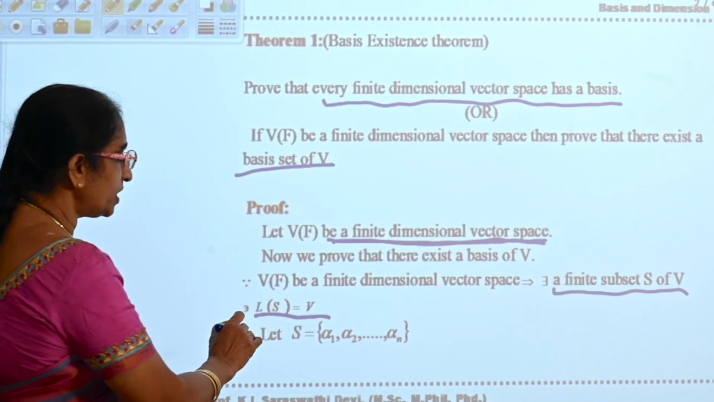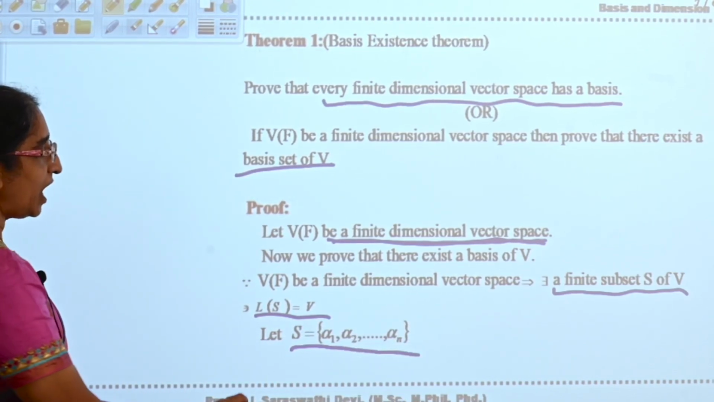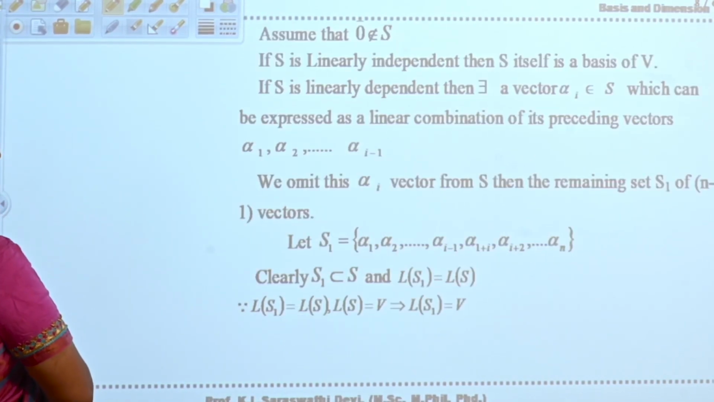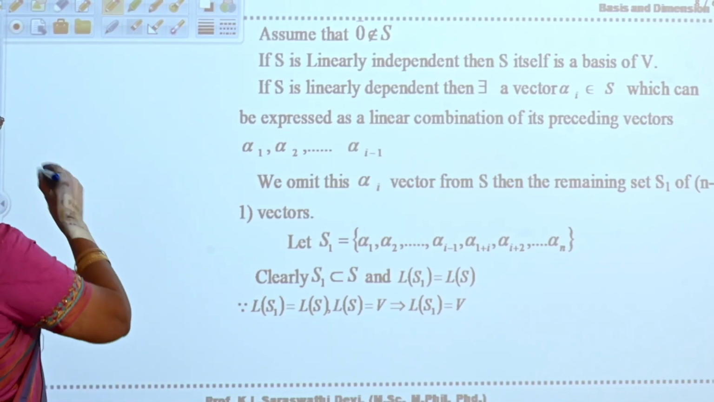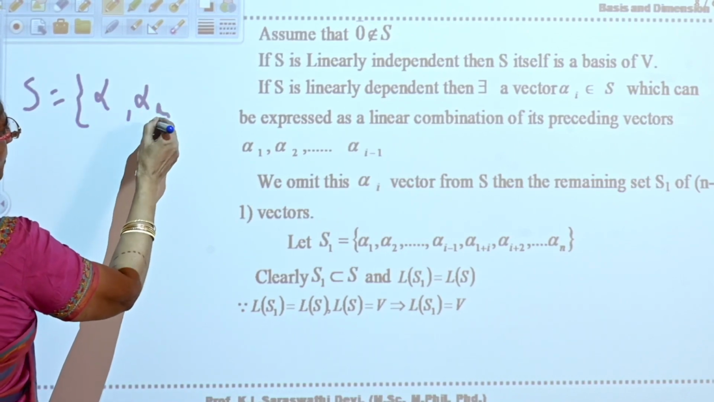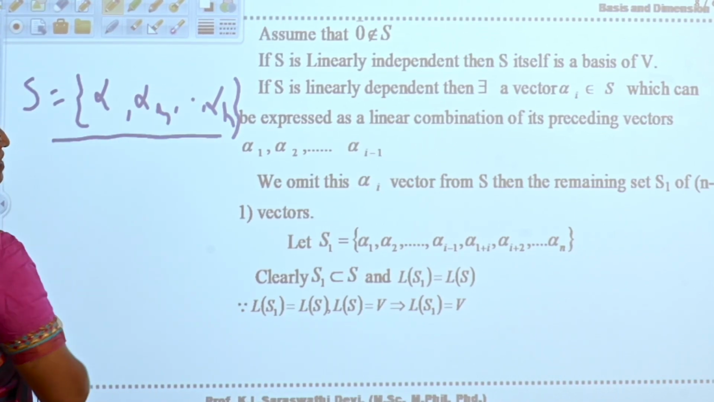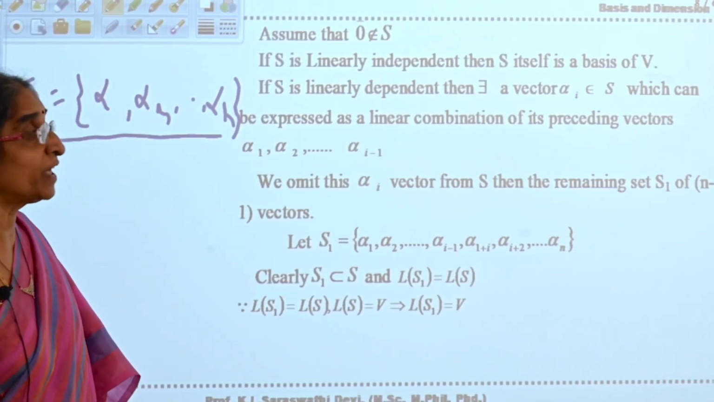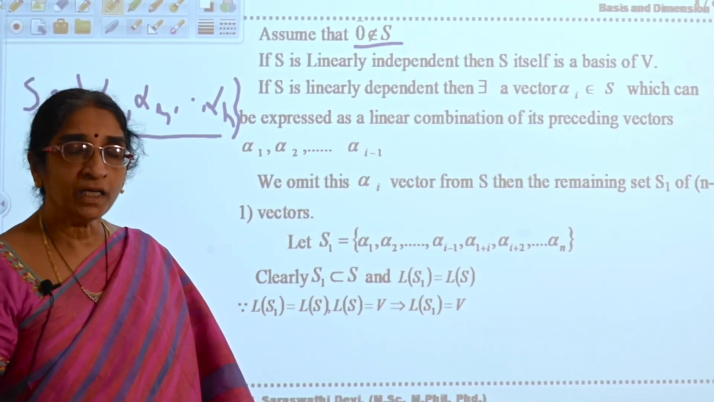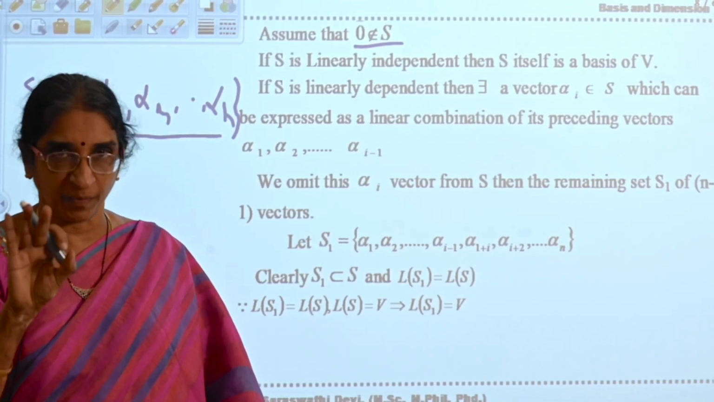Now what is S? S has a finite number of elements. So consider alpha 1, alpha 2 and so on up to alpha n as the set S. S is the set with n elements. Now you have to assume that 0 does not belong to S. Why? Because any set which contains the 0 element will be linearly dependent.